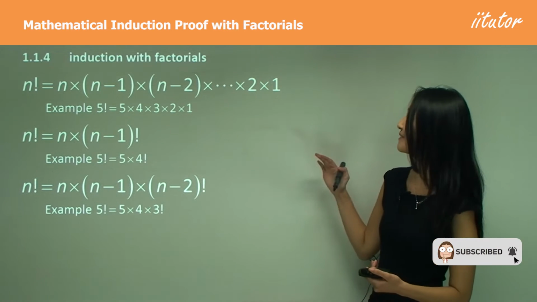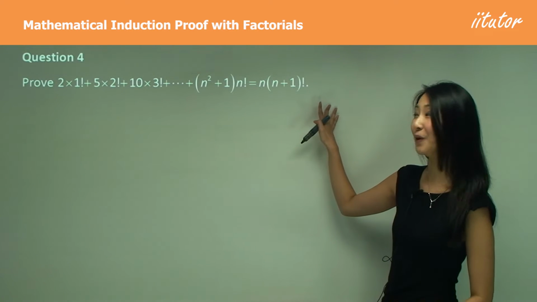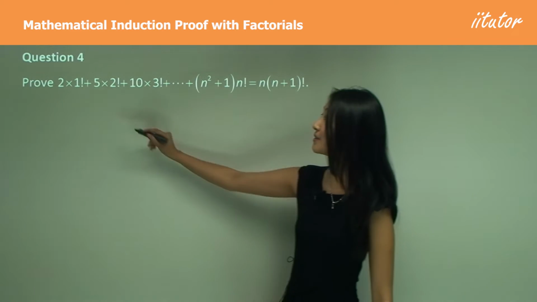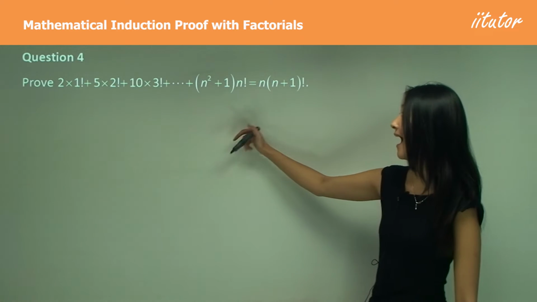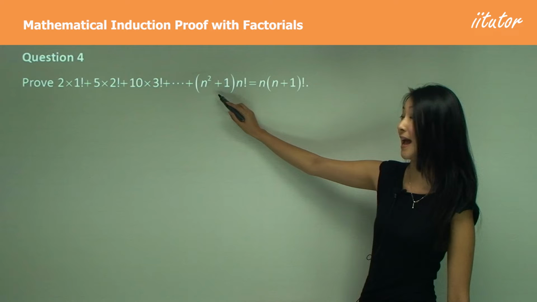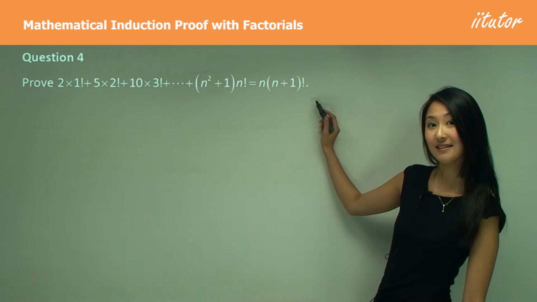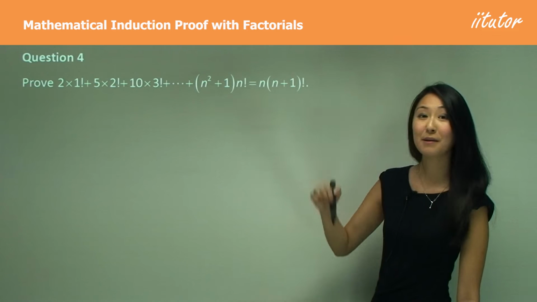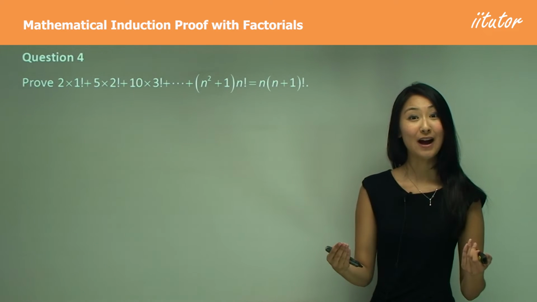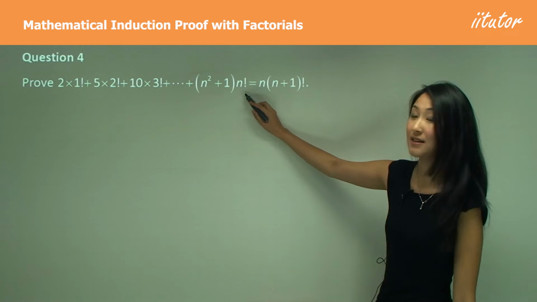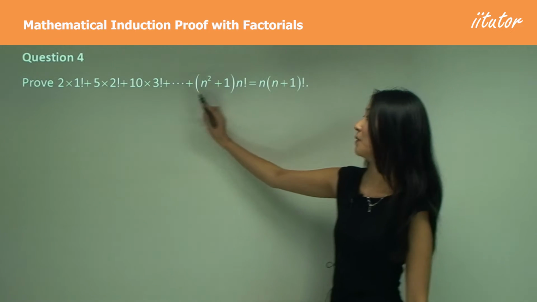All right, I think the best way to show this is by using a question. With question 4, we want to prove that 2 times 1 factorial plus 5 times 2 factorial, and so on, until the general term of (n squared plus 1) times n factorial, equals the right-hand side that we have here. So remember, the first thing we do with step 1 is work out what the first value of n is. And you can see quite obviously it's going to be 1, because that has to be 1 factorial, and 1 squared plus 1 gives us 2.